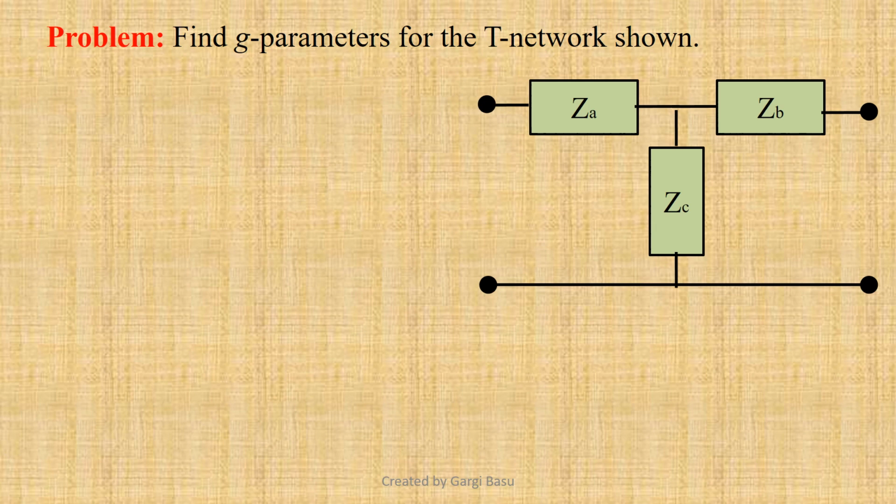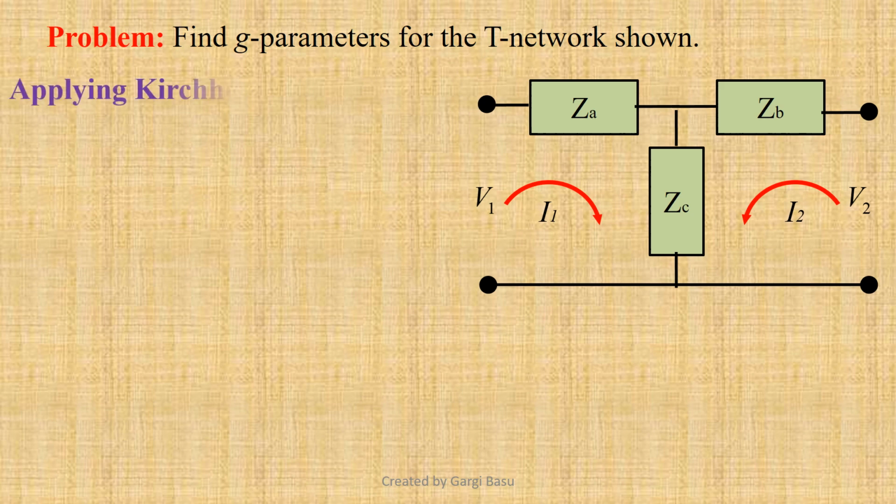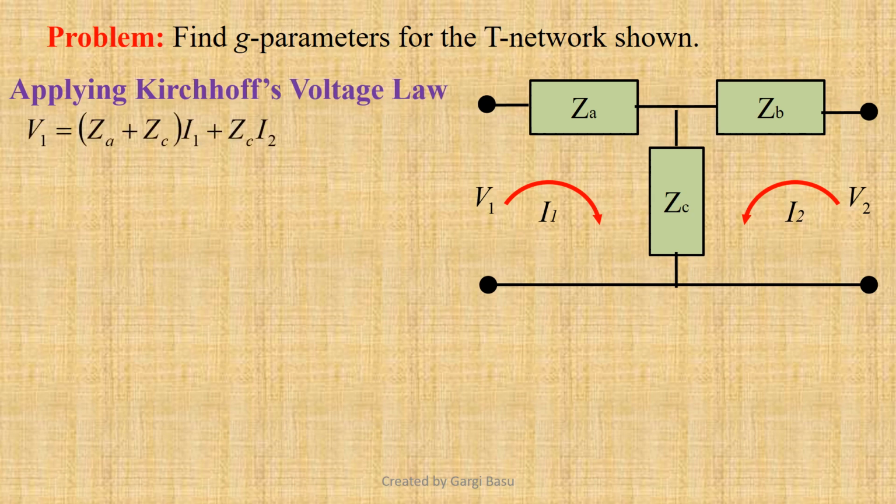Let us solve a couple of numerical problems. First, we shall find the G parameters for the T network shown. Let the input and output port voltages be V1 and V2 and the mesh currents be I1 and I2. Applying Kirchhoff's voltage law, in loop 1 we get V1 equals (ZA plus ZC) into I1 plus ZC into I2. From loop 2 we can write V2 equals ZC into I1 plus (ZB plus ZC) into I2.